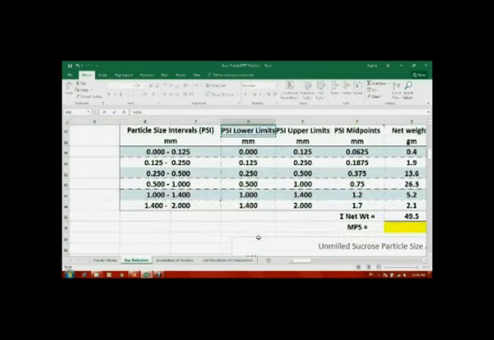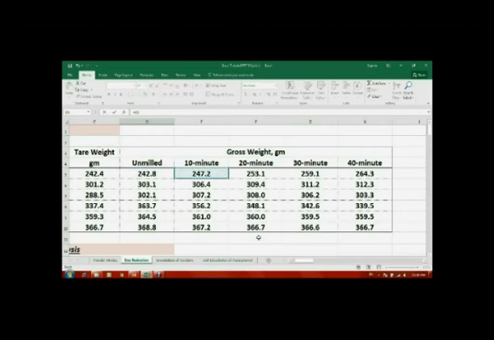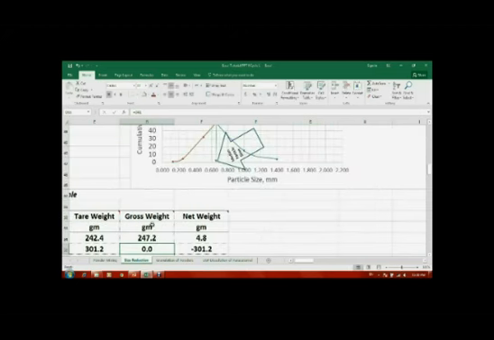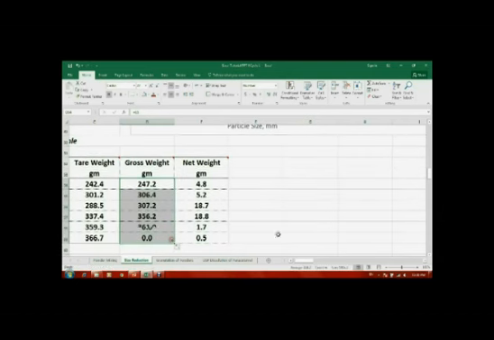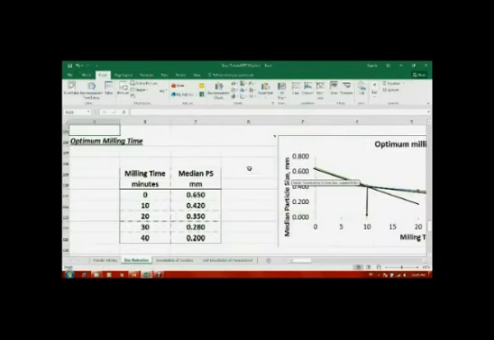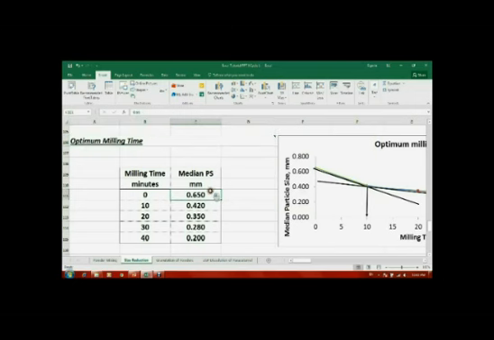Now we have to repeat exactly the same calculations to estimate the median particle size for all samples. The shown example again is for unmilled sucrose. Now we are starting the tables for the 10-minute milled sucrose sample.